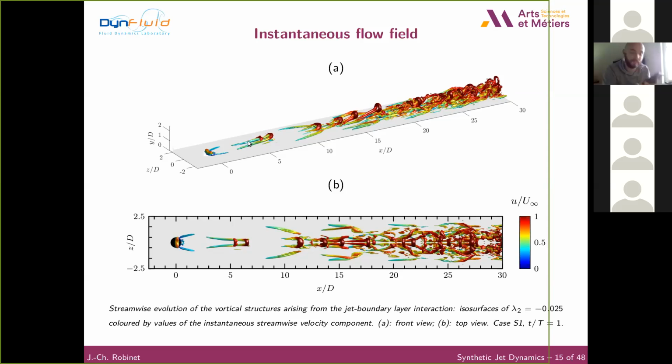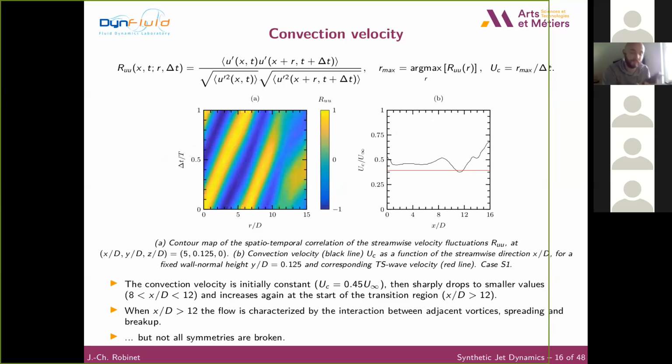The dynamics of the hairpin vortices interact with the wall and generate streaks. These streaks evolve and create additional streaks, generally localized in the side part of the wake, and these two structures interact deeply and become turbulent. If I want to describe the convection velocity of these different structures, I use a correlation of the streamwise velocity fluctuation.